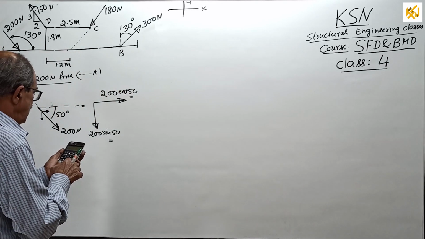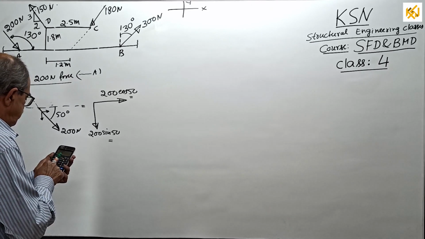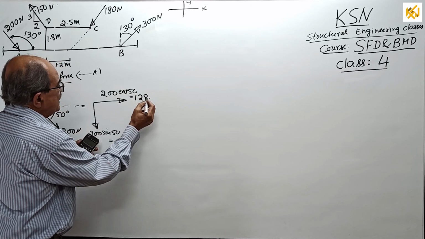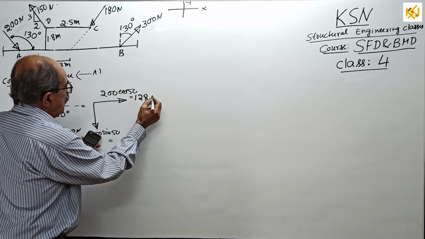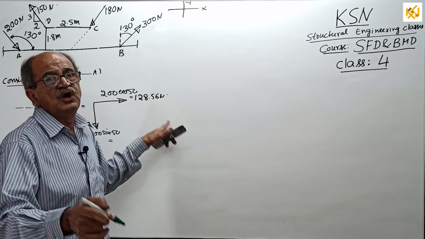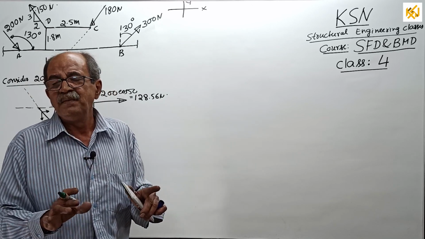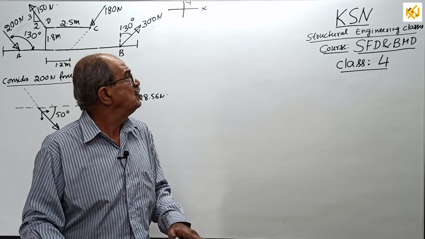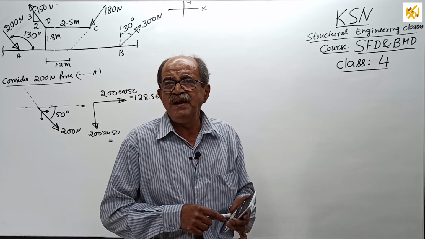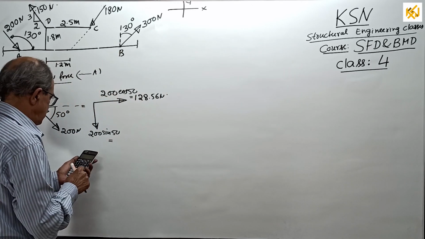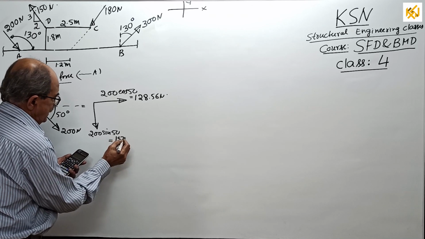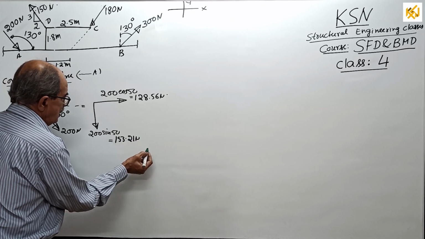See, this will be 200 into cos 50, which is 128 point, I am rounding up to the second decimal, 56 Newton. 128.56 Newton. This rounding up also, I will tell you, there is some problem, people make mistakes. That also I will clarify. I told you we will make a perfect course here, so every difficulty you have, I will remove it. And the vertical component 200 into sin 50 is 153.21 Newton. So this force is over.